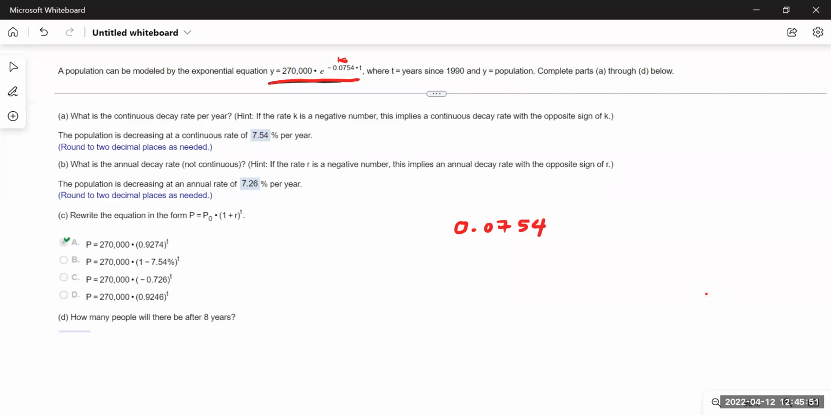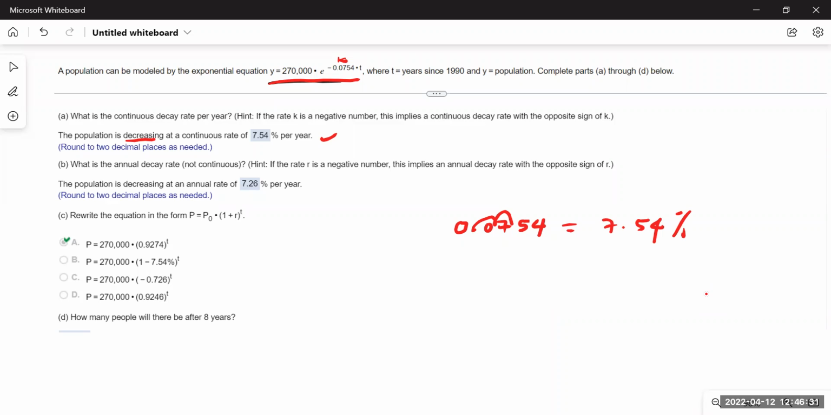Now, the population is decreasing at a continuous rate of... because it says it is decreasing, you do not have to introduce a negative sign. The negative indicates that it is decreasing. So you just need to multiply this by 100 to change it to a percent. Because you're multiplying by 100, you move the decimal 2 places to the right. And this gives you 7.54%. And that's your answer for the first part.